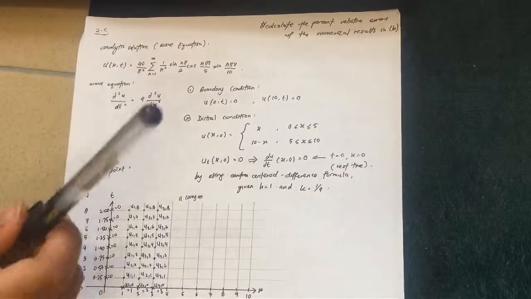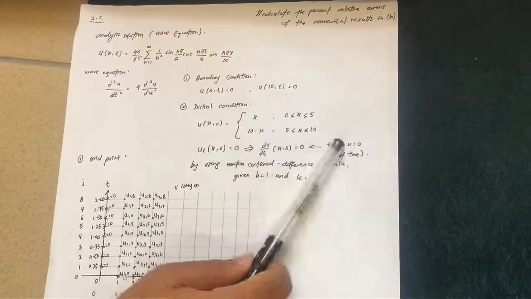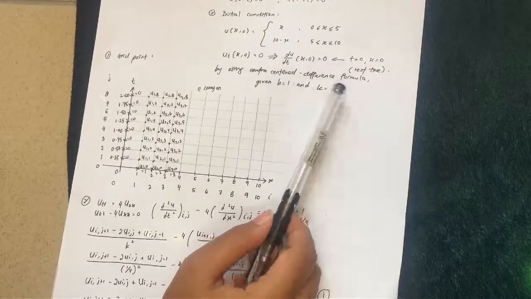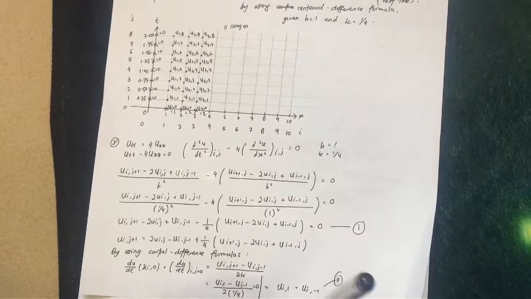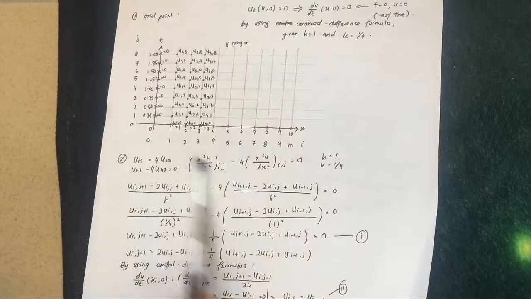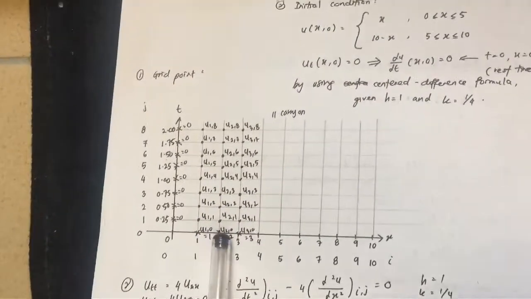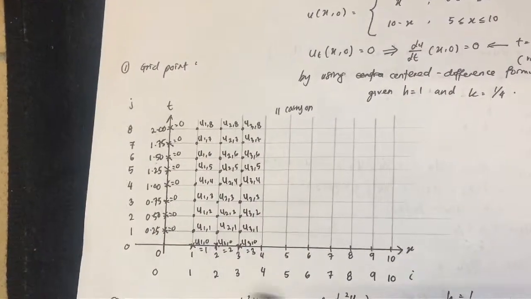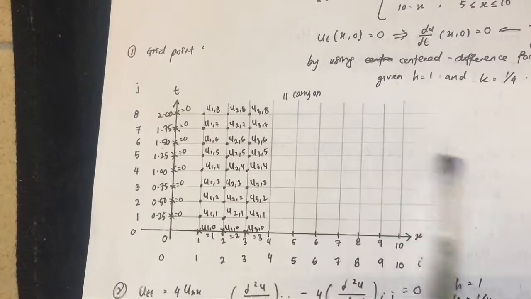And then we also have the boundary condition from part 1 and the initial condition from part 2. So we know that by using the centered formula, given h equals 1 and k equals 1 over 4. First of all, we need to sketch the grid point, which looks like this. So we name the coordinate like u10, which stands for i and j. So u10, we can look at this 1 and 0, u11, u12, u13, and so on. So carry on, proceed.